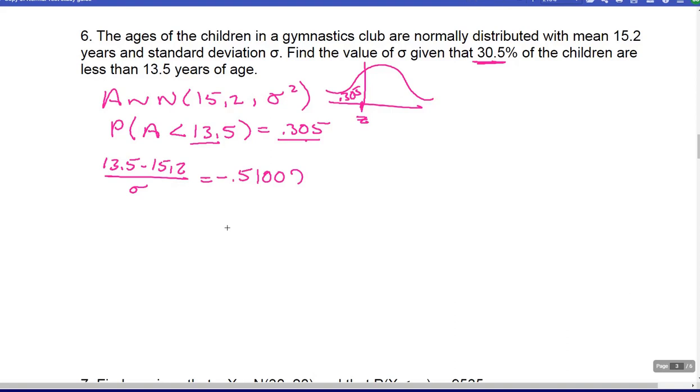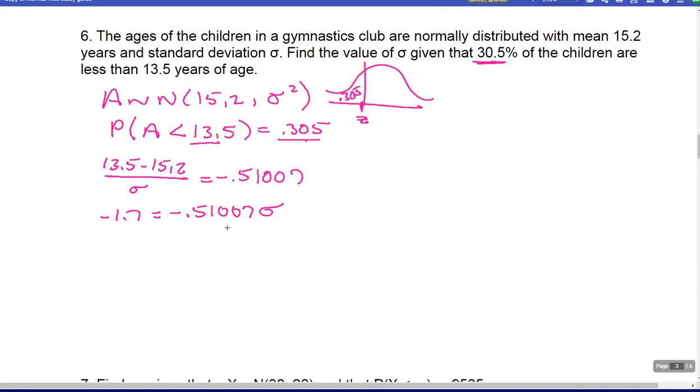After doing that, you can find the standard deviation. How do I do it? You will multiply the standard deviation by both sides. Right. Let's do this too. What's 13.5 minus 15.2? Negative 1.7. Okay, so it's now going to say negative 1.7 is equal to negative 0.51007 sigma, right? Now what am I going to do?